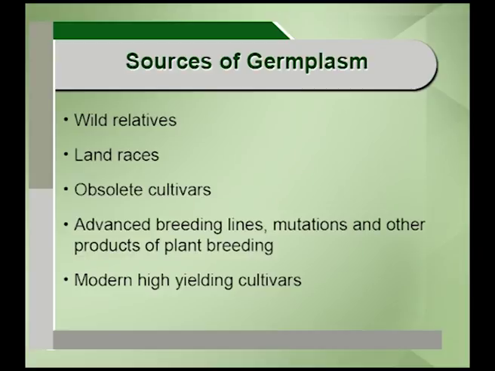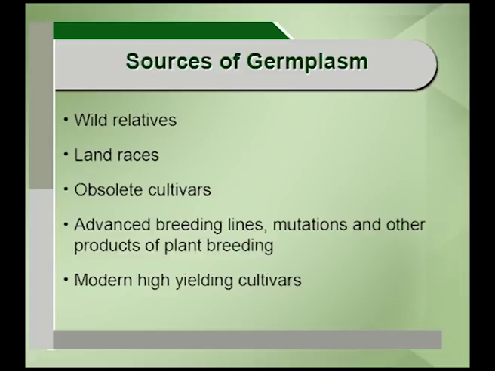And next is obsolete cultivars. When I say obsolete, it means that these cultivars are not in use for the simple reason that in the plant breeding activity, these cultivars were let off in the initial stage itself, or they were not used. But still, if you look at these obsolete cultivars, they have a lot of resources.